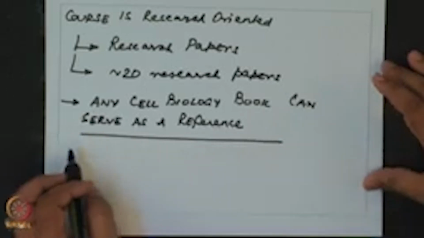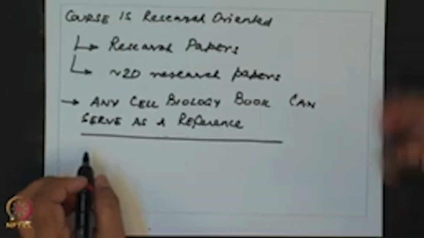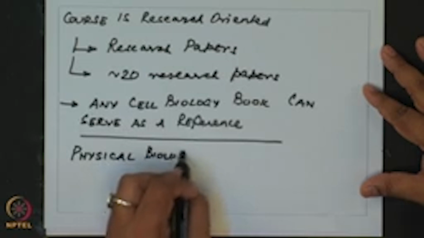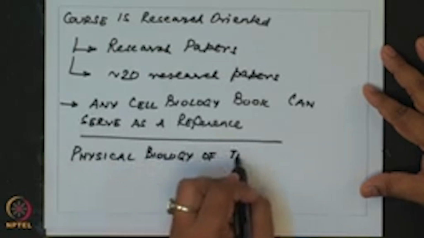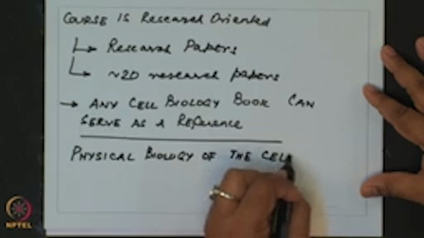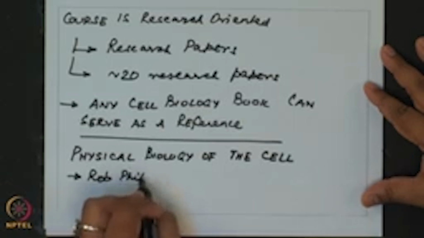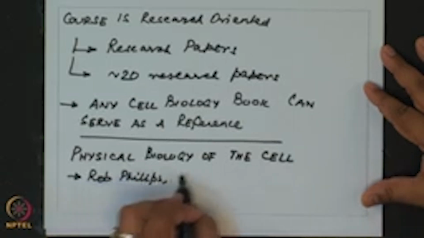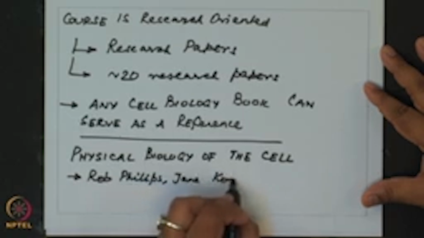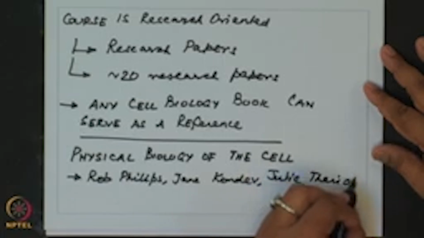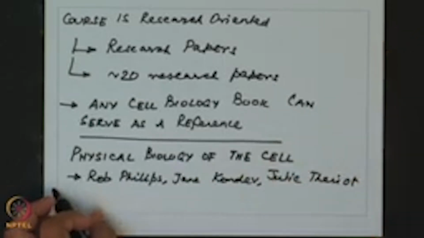I would also like to give the reference of some of the more recent biology books which have been written from a more physics point of view. One of these is Physical Biology of the Cell, by Rob Phillips, Kondev and Julie Theriot. This is a very good reference book.